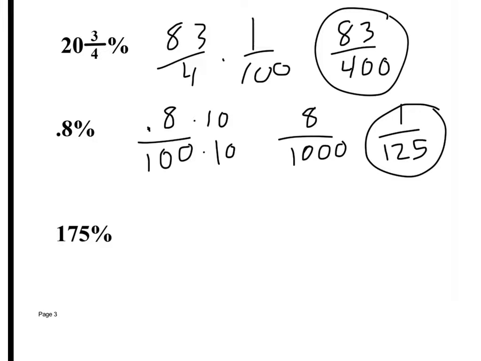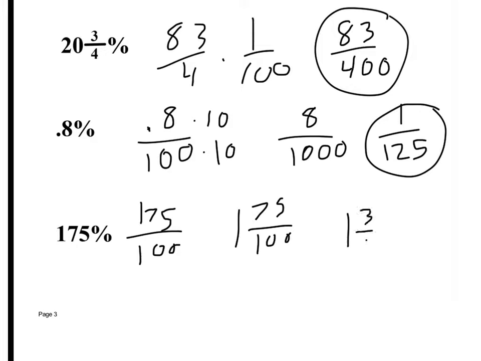175%. I just write it over 100. Remember, everything's over 100. That's all I do. And then I can reduce that to 1 and 75 over 100, which 75 over 100 reduces. You can take 25 out of each of those and you get this, 1 3/4.